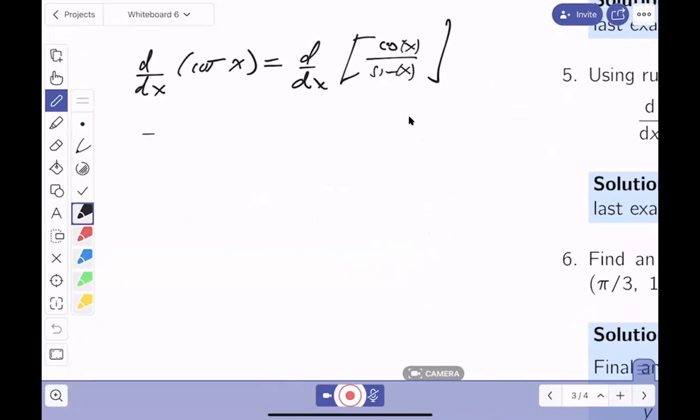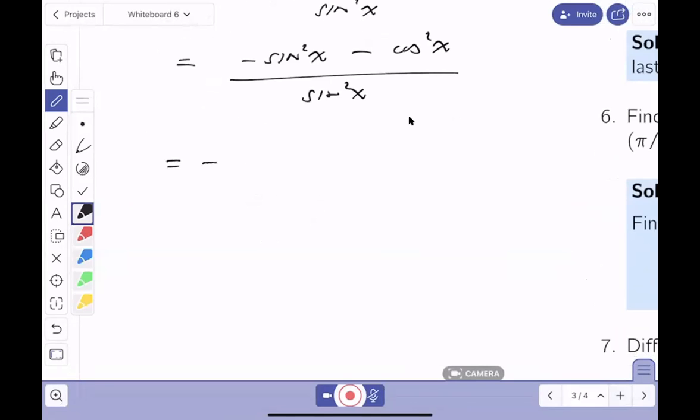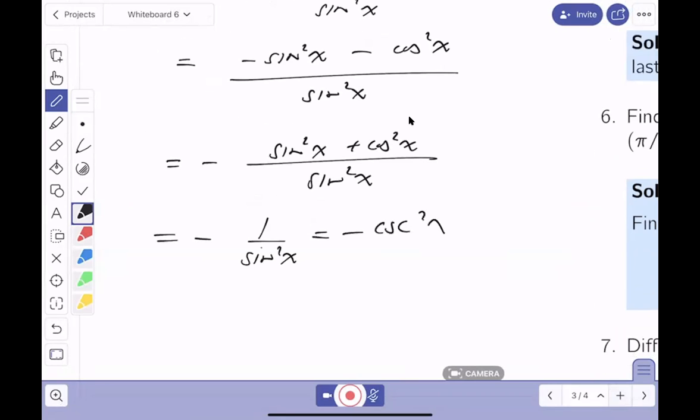How do I do that? Quotient rule. Sine squared. That's sine x times the derivative of cosine, which is minus sine x, minus cosine x times the derivative of sine x, which is cosine x. What do you get over here? Minus sine squared minus cosine squared over sine squared x. Let's keep going. I'm going to factor out a minus 1. So it's going to be sine squared plus cosine squared over sine squared. What does that give me? Minus 1 over sine squared x, which is minus cosecant squared x.